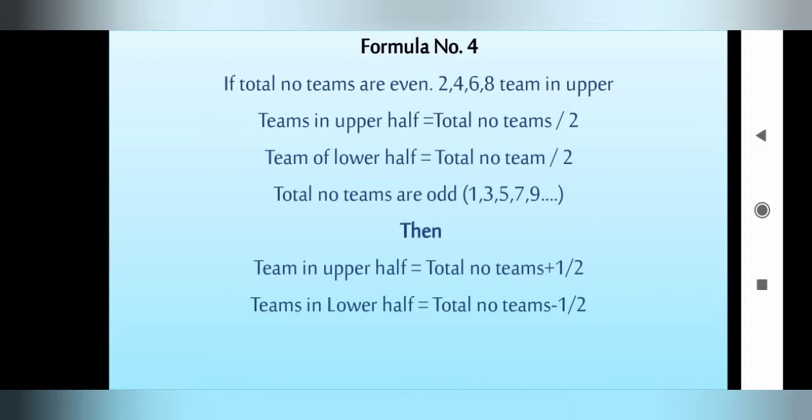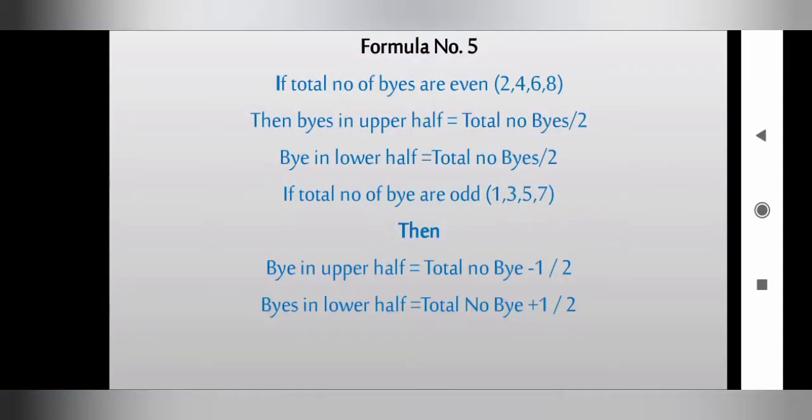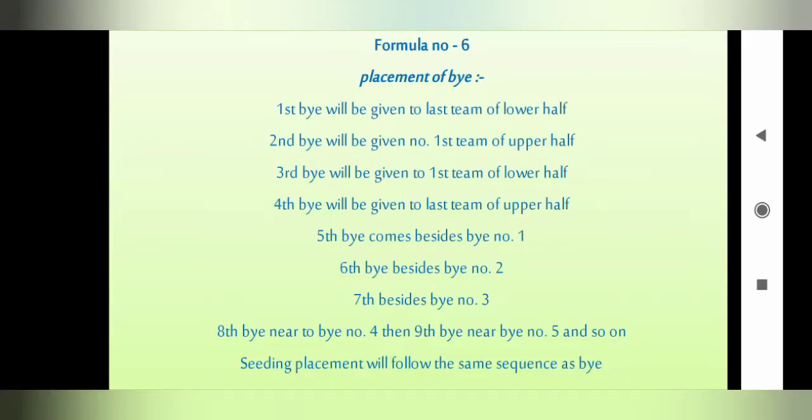Okay class, so let's move to the next page. On the next page, formula number 6 is the placement of byes. We know how many byes we are giving in the upper half and lower half, but the question is how to distribute all the byes between the upper half and lower half. So we use this method to distribute all the byes among the teams.